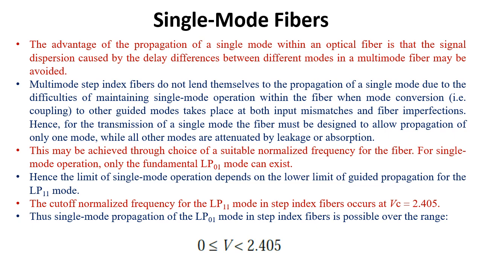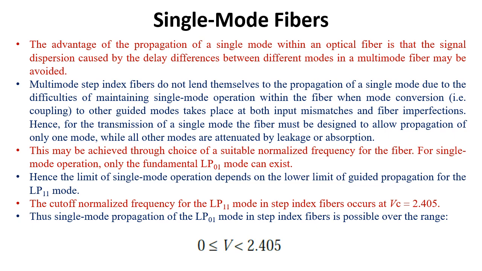So, for the transmission of a single mode, the fiber must be designed to allow propagation of only one mode, while all other modes are attenuated by leakage or absorption. This may be achieved through choice of suitable normalized frequency for the fiber. For single mode operation, only the fundamental LP01 mode can exist. Hence, the limit of single mode operation depends on the lower limit of guided propagation for the LP11 mode.